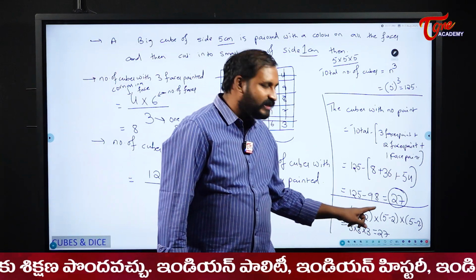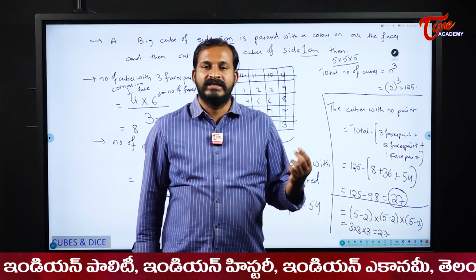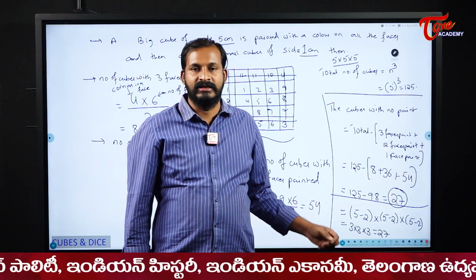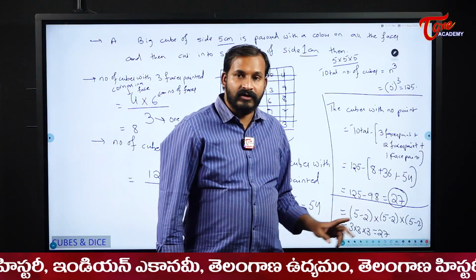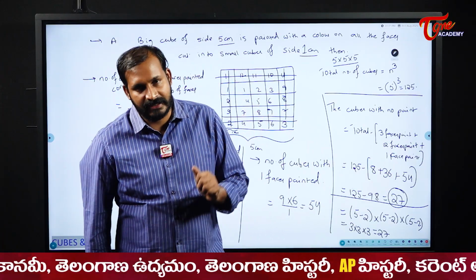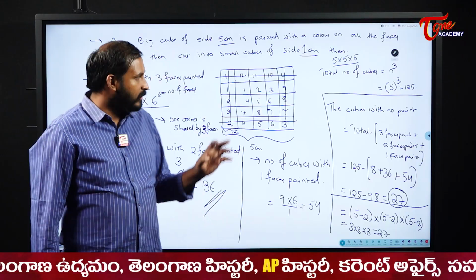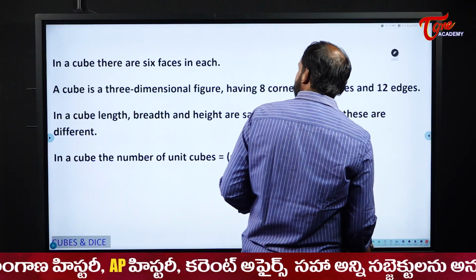Understood? Why am I writing, sir, 5 minus 2 each and every time instead of writing 5 minus 2 whole cube? See, this is a cube, so we are doing it like this. If the same thing happens with a cuboid, then the number of sides will not be equal, right? So that is the reason each and every time I am writing it separately. Now I will show you the same things in a conditional manner.